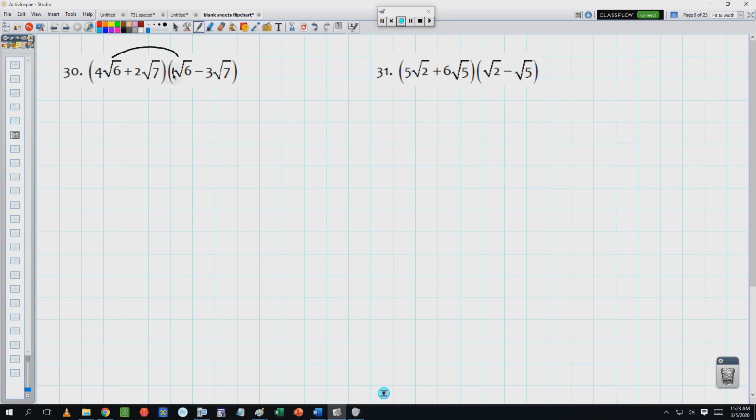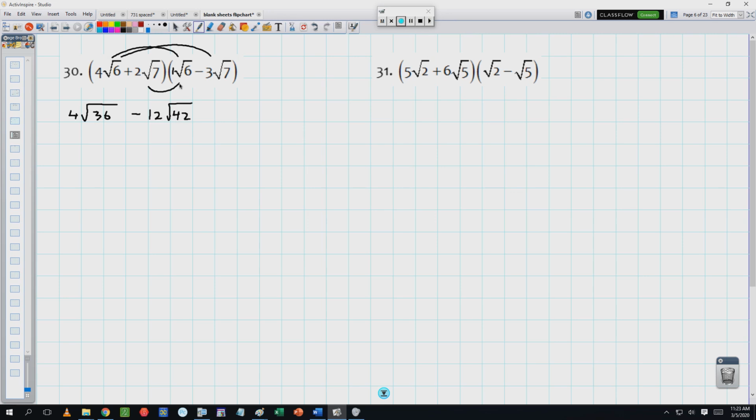So, first times first. We have a 4 on the outside. We have a 1 on the outside. That makes 4. We have a radical 6 and a radical 6. When we multiply those insides, we get 36. First times second. We have a 4 and a negative 3 on the outside. We have a 6 and a 7 on the inside.